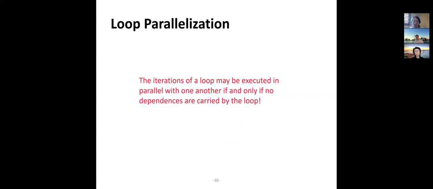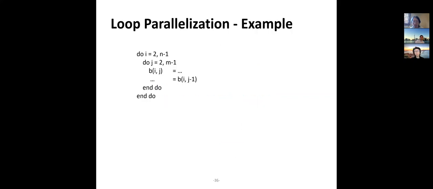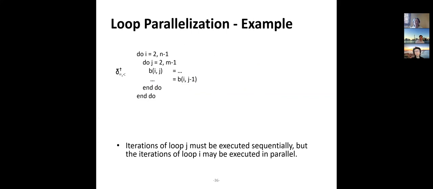the iteration of a loop may be executed in parallel with another if and only if no dependencies occur across the loop boundaries. Like for example, here, everything has to be executed sequentially, right? There is a strong dependence here between the loop iterations across the second dimension, and you can't really do much about it, right? So you can't really do anything here, but you have some chances.